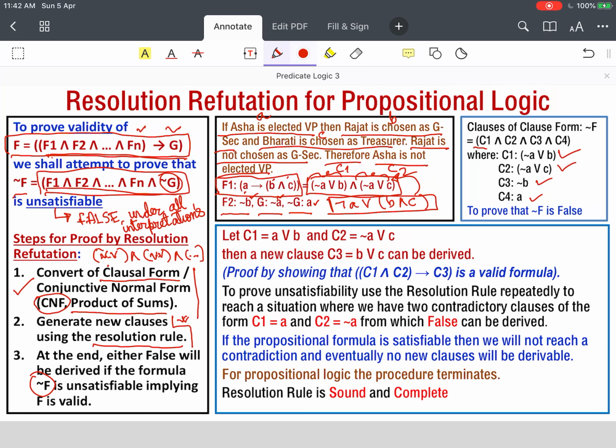And the resolution refutation rule says the first step we have now performed by converting it to clausal form. All we have to do is to prove that not F is false. That means we have to prove that this set of clauses is false. How do we prove that? We prove that using what is called the resolution rule. What is the resolution rule? So now we discuss the resolution rule.